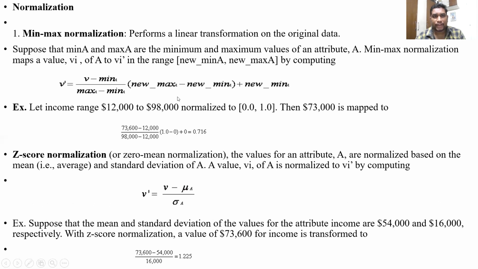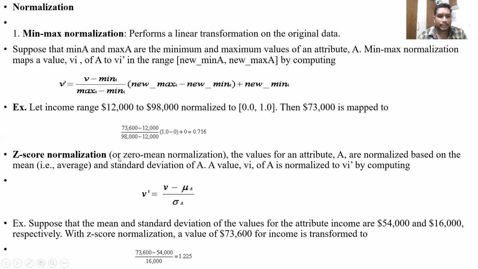We multiply by a function with new max minus new min, where new max is 1.0 and new min is 0.0, plus the new min value, which means 0. If we calculate this, you will get a value of 0.716. So all the values lie in that range. If you are calculating 1,000, it means 1,000 minus 12,000 over 98,000 minus 12,000, and we get a value.